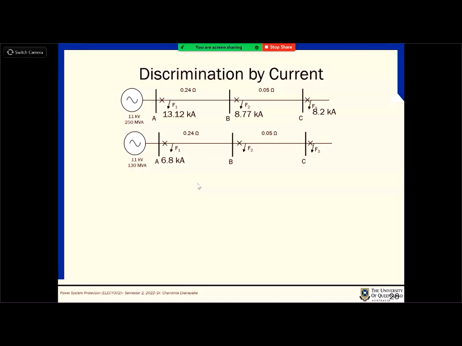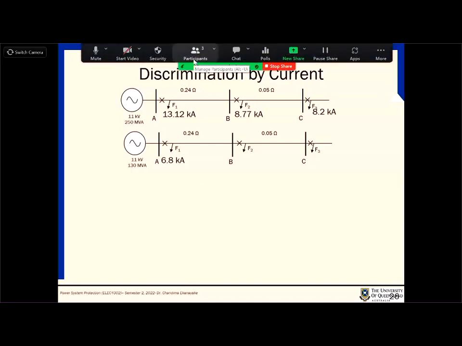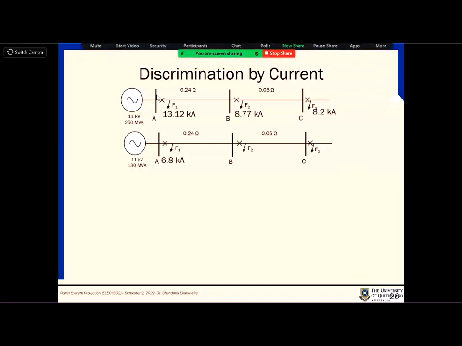Okay, I'll start again after the short break. So in the discrimination by current, the first figure shows the calculations that we have done so far. Now, usually these sort of overcurrent protection schemes for radial feeders are common in distribution systems. They are not for transmission systems.